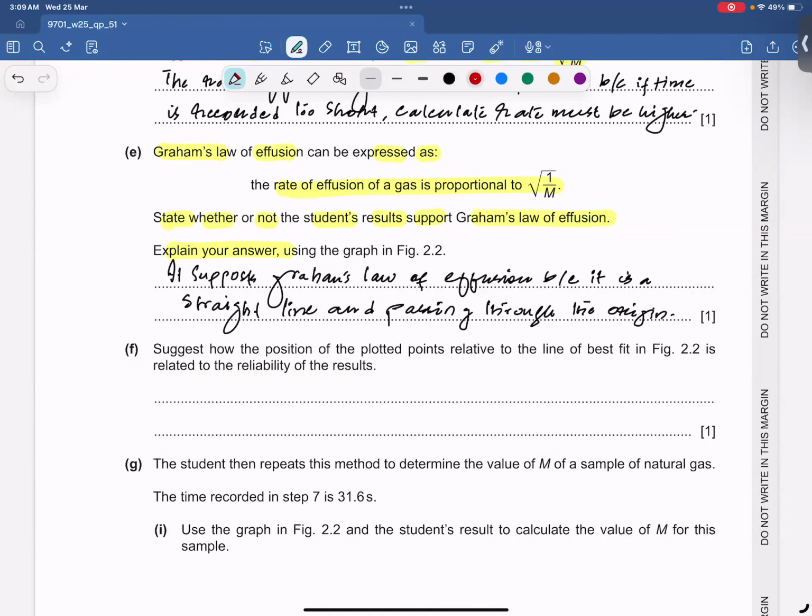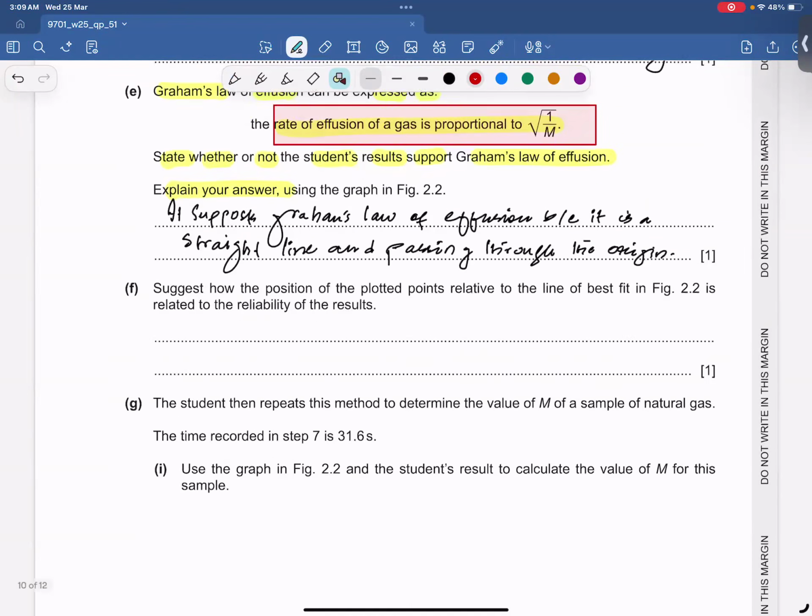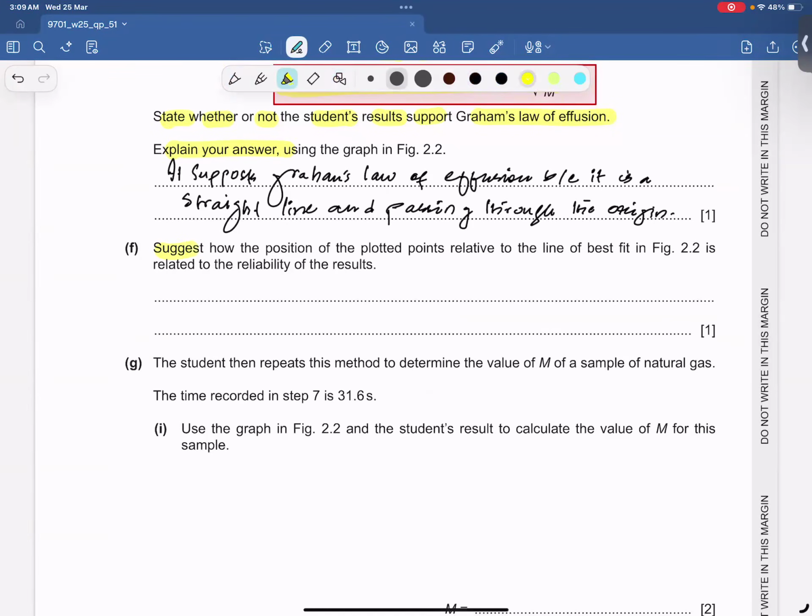So that's the statement. Suggest how the position of the plotted points relative to the line of best fit relates to the reliability of the results. It is not reliable due to an anomalous point.